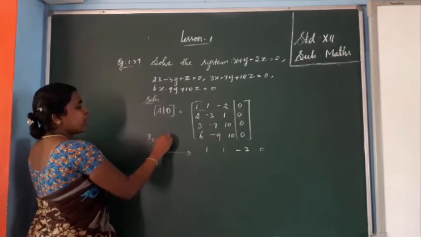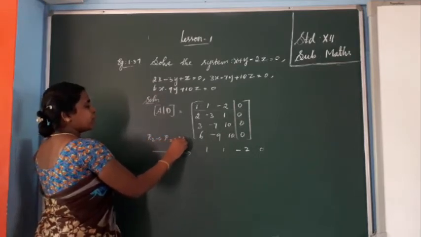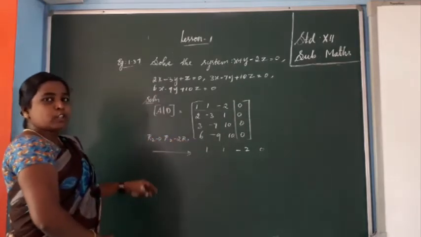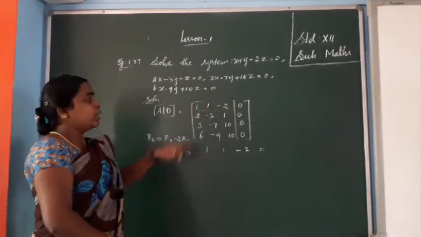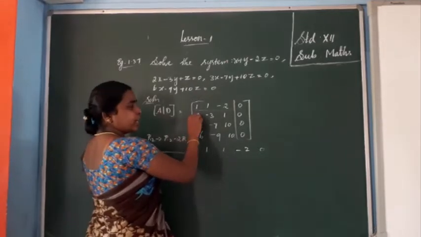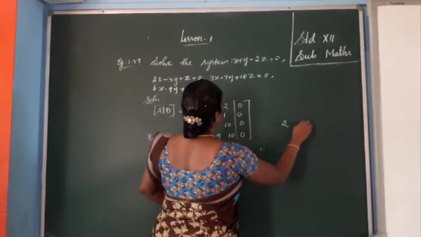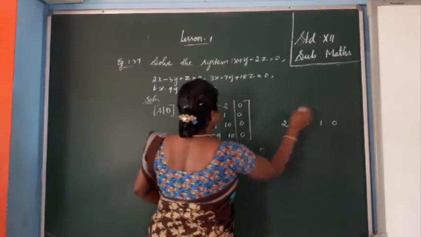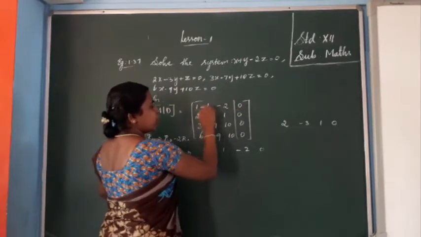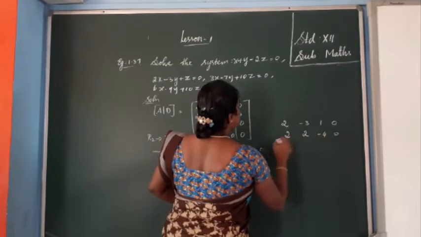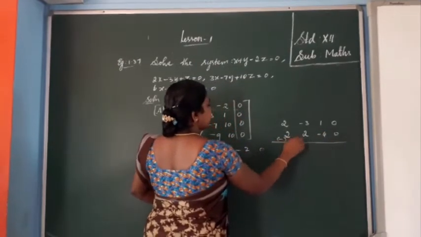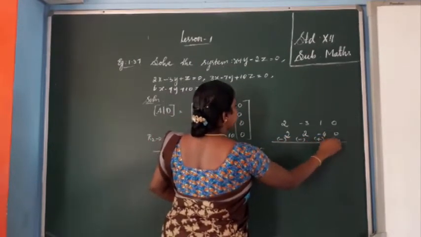R2 becomes R2 minus 2R1. We are multiplying R1 by 2. Then what will you get? R2 is 2, minus 3, 1, 0. R1 multiplied by 2 gives 2, 2, minus 4, 0. Then we subtract.